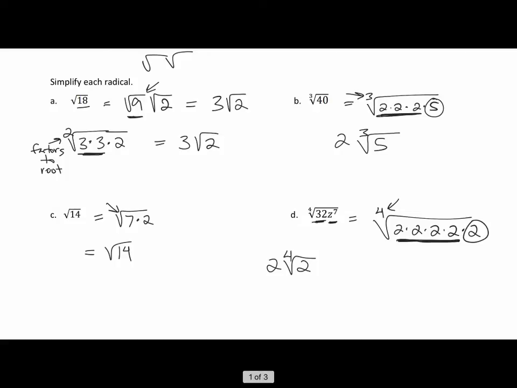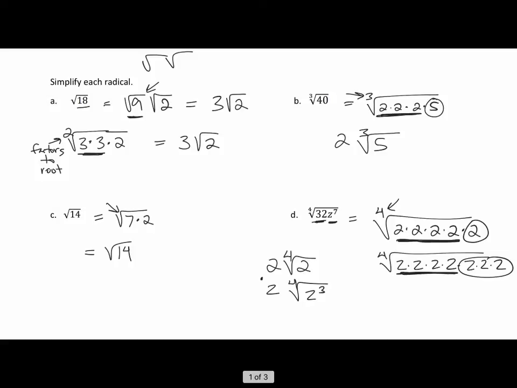But that's just the 32. What about the z to the 7th? I can do the same thing to visualize what that looks like. 7 factors of z, and 4 of them make a root. So that means z comes out of the radical, and how many z's are left inside? 3. And then I can multiply these together to get my final answer.